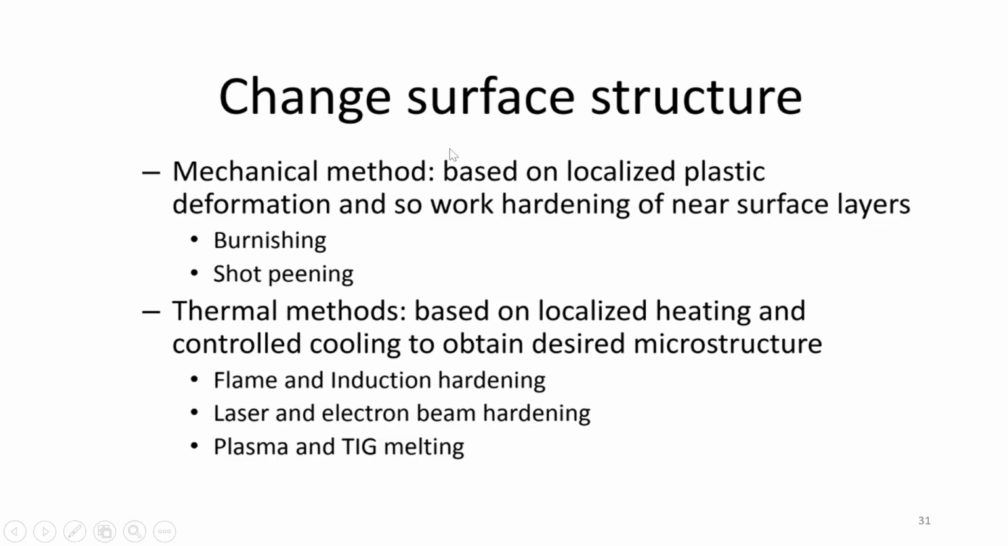Change in surface structure. So in case of mechanical method, based on localized plastic deformation and so work hardening of near surface layers such as burnishing and shot peening. In case of thermal methods, these are based on localized heating and controlled cooling to obtain desired microstructure. The flame and induction hardening, laser and electron beam hardening, plasma and TIG melting.